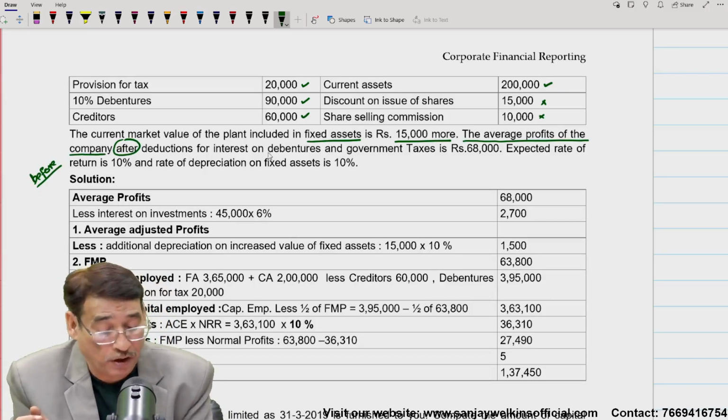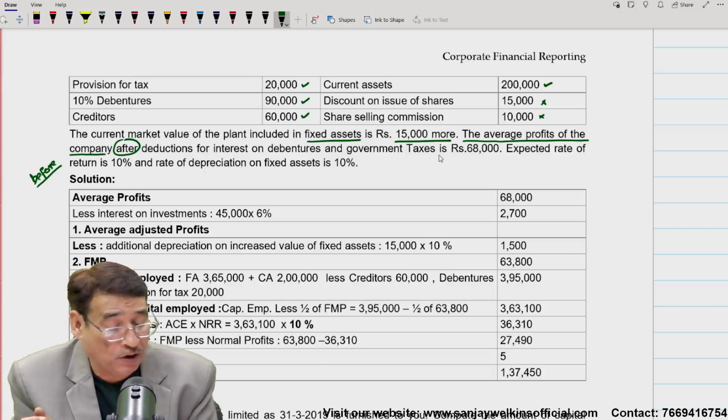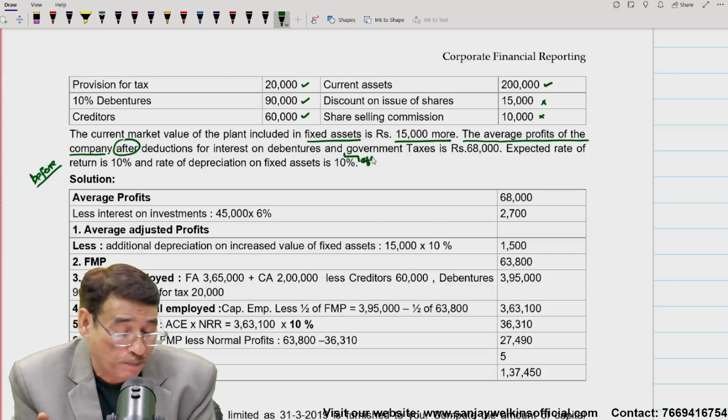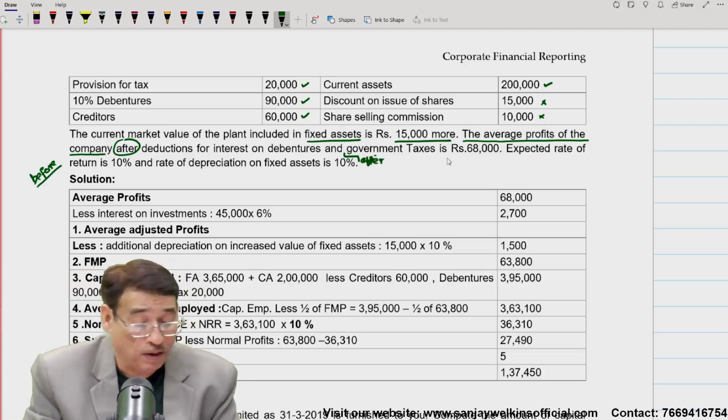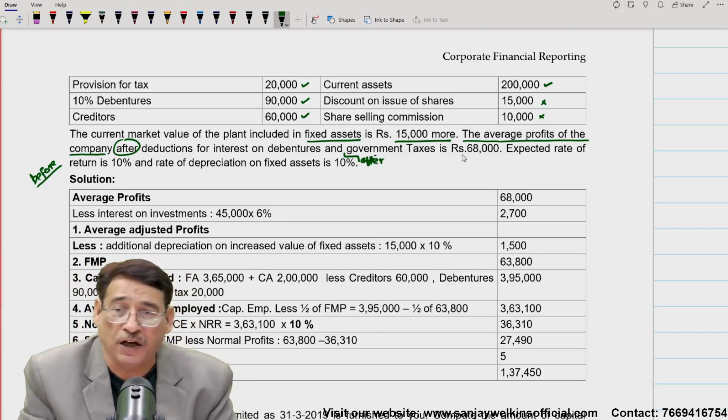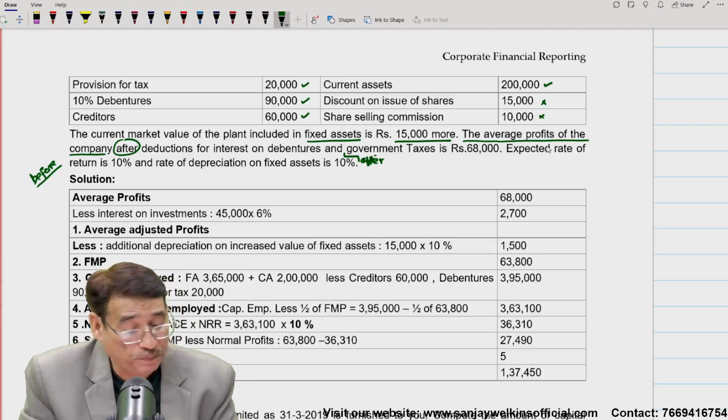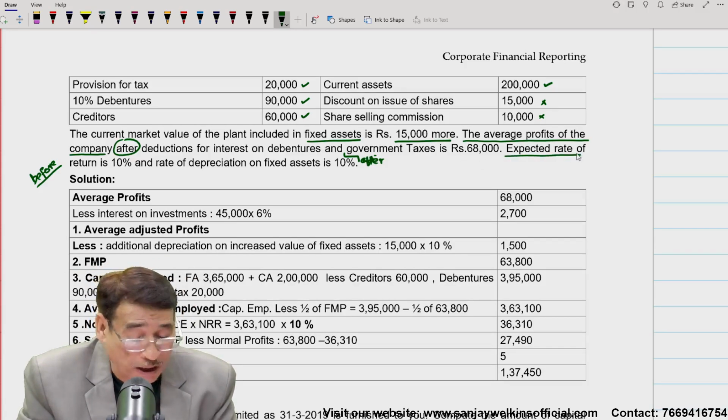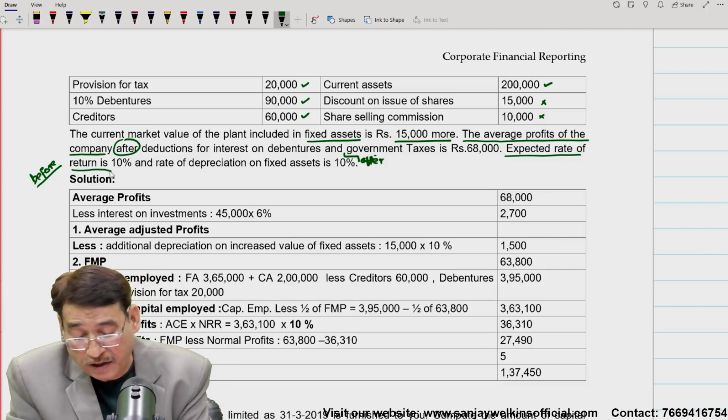Before deduction for interest on debenture and government, and after government taxes, the profit is 68,000. Is it clear to you? Expected rate of return is 10%, that is the normal rate of return.